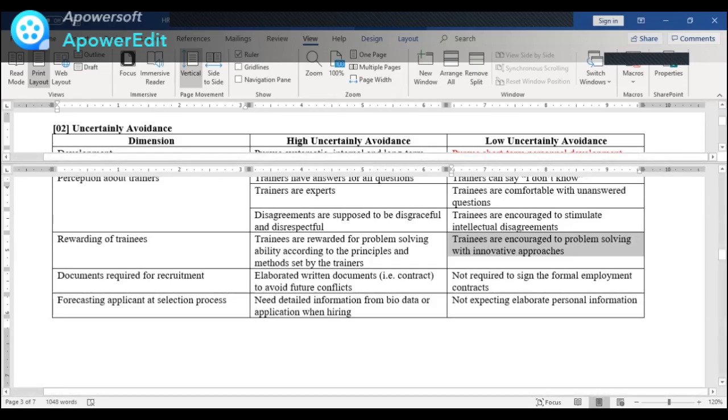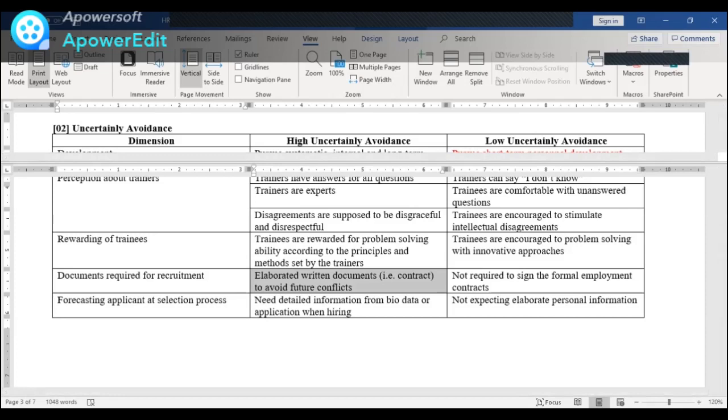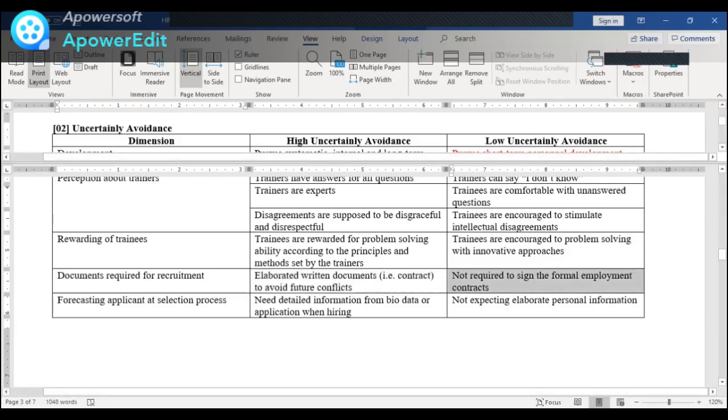Then documents required for recruitment. In high uncertainty avoidance culture, elaborate written documents are needed to avoid future conflict, especially when recruiting people. But there is no requirement to sign a formal employment contract under low uncertainty avoidance culture.